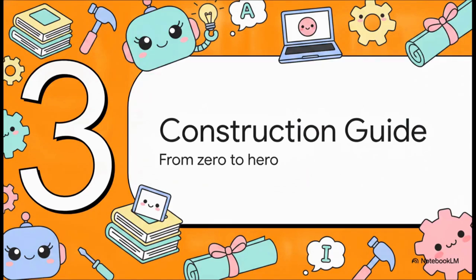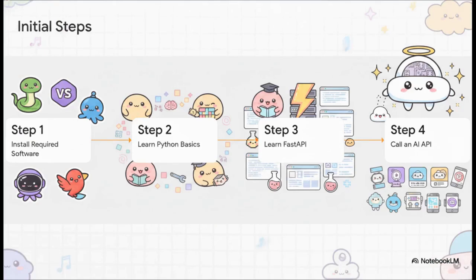Okay, let's look at how we actually put this together in Section 3, step-by-step construction guide. From zero to hero. Your journey starts with 4 highly achievable steps. Step 1 is pure setup. Just getting your software installed, things like VS Code, Git, and the Flutter SDK. Then, Step 2 is mastering basic Python. Step 3 introduces FastAPI so you can build out your web server. And finally, Step 4, this is where the real magic happens, writing the code to actually call an AI API.